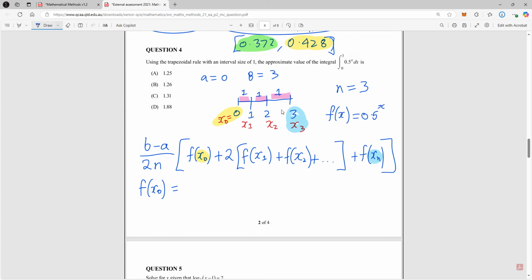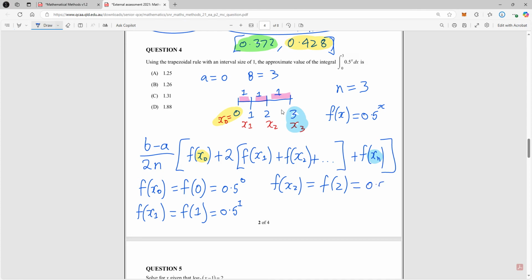Okay, that's the function we're integrating. So this will be pretty much f of 0, which is 0.5 to the power of 0. f of x1, which in this case is f of 1, so that's 0.5 to the power of 1. f of x2, I'll probably have to rub some stuff out because otherwise I'm going to run out of room here, which is f of 2.